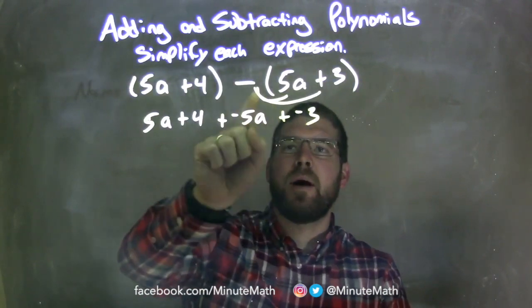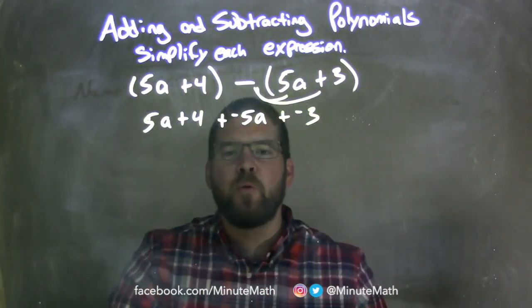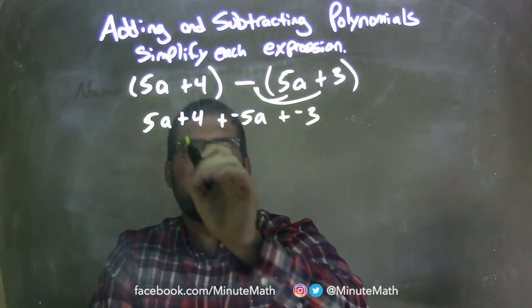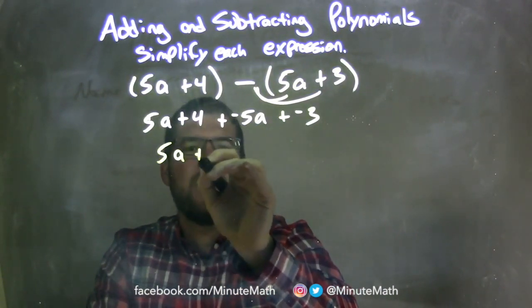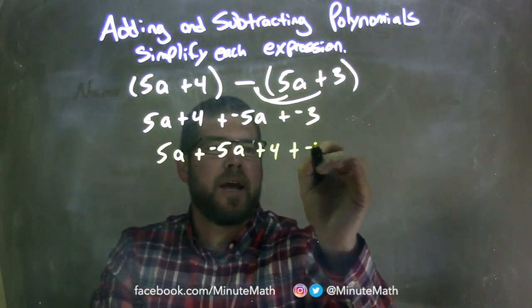So now, by distributing that negative sign across, or minus sign really, right? And now I'm going to rearrange my like terms together, okay? Now highest degree first. Highest degrees are the a's, right? So I have 5a plus a negative 5a. Then we have a plus 4, my constants, plus a negative 3.